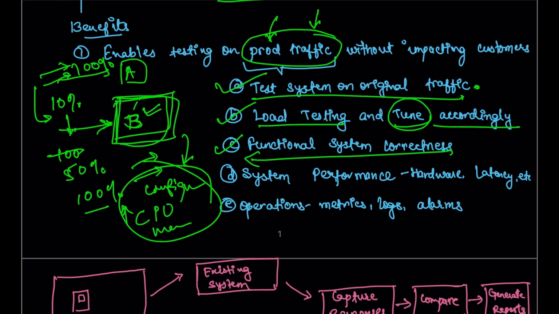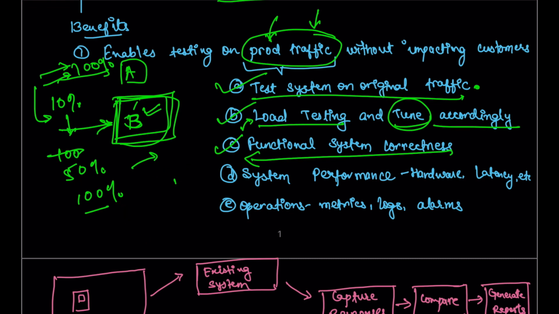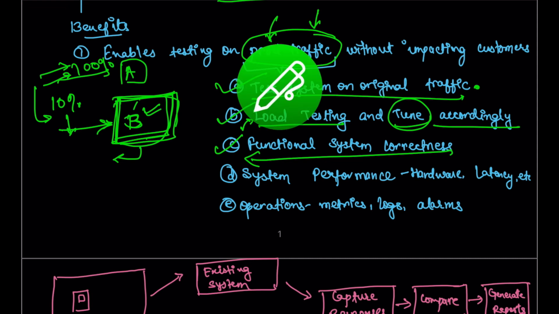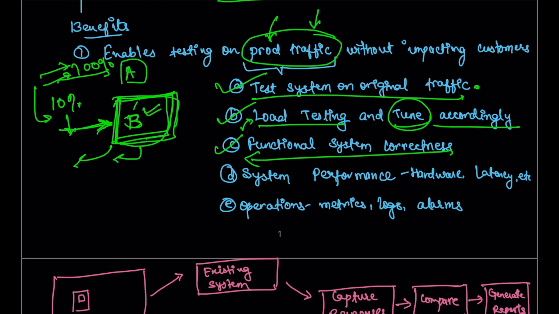C is functional system correctness. This is around the software. In load testing, we figured out mostly the hardware side. In functional testing for correctness, what we mean is that the system is behaving as per the required behavior, right? We said that we don't want to impact the customer experience. So we want the system to behave properly as per the requirement, without hampering the customer experience. Actually, we are not serving the customer request with this system. We are just passing the traffic to see what kind of response we are getting.